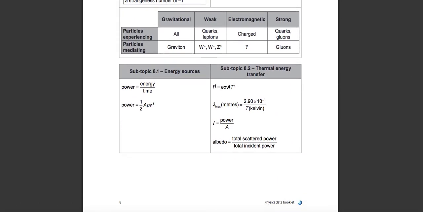You have the equation for power. Intensity is power divided by A, so A is crossed. A black body has e equal to 1, so we have sigma T to the power of 4.